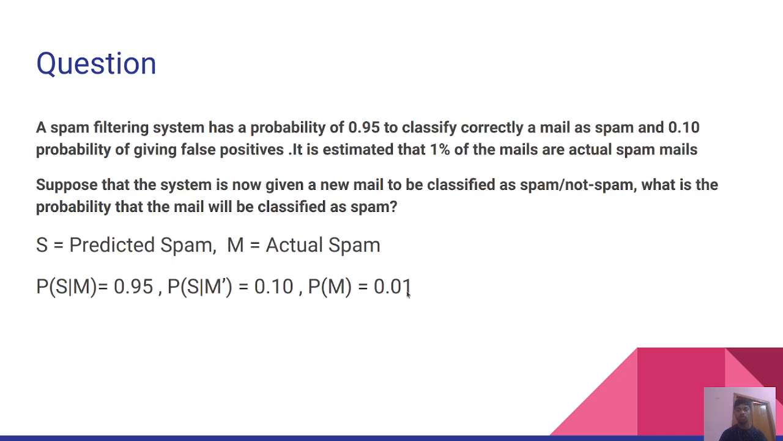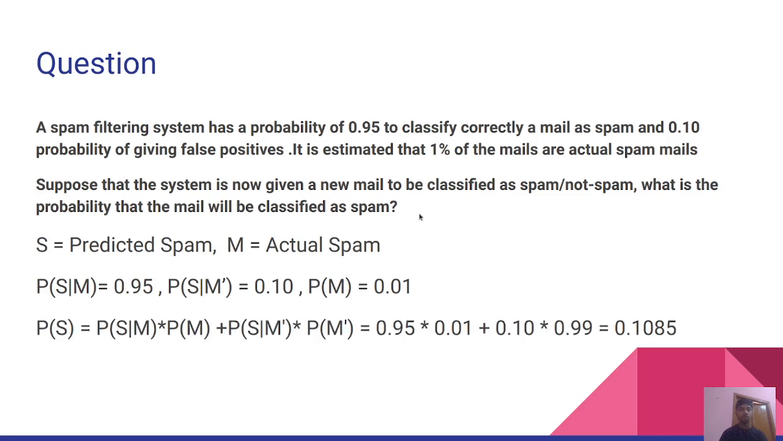So the chances of it being actually spam is 0.01 because it's like 1 by 100. Okay, so if we go to the solution, we have to find this, right? P of spam, like the question is what is the probability that mail will be classified as spam, but we don't know if the mail is actually spam or not. So there are two scenarios: probability of predicting it's spam and probability that it is a spam, right? Then probability of predicting it's spam given it is not a spam, right? So these two are the options.